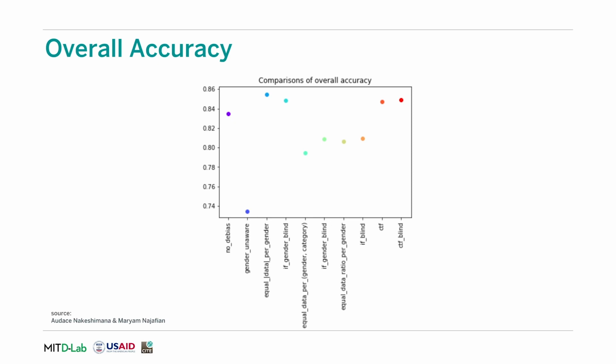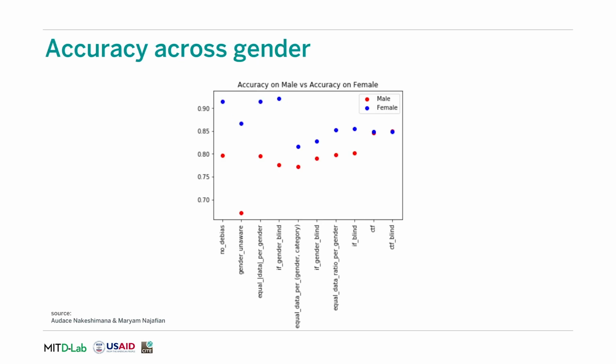By looking at accuracy across gender, you can see that the counterfactual augmentation technique still has the smallest gap between male and female, but some techniques like gender unawareness still have a significantly higher gap between the accuracy in male versus female demographics.